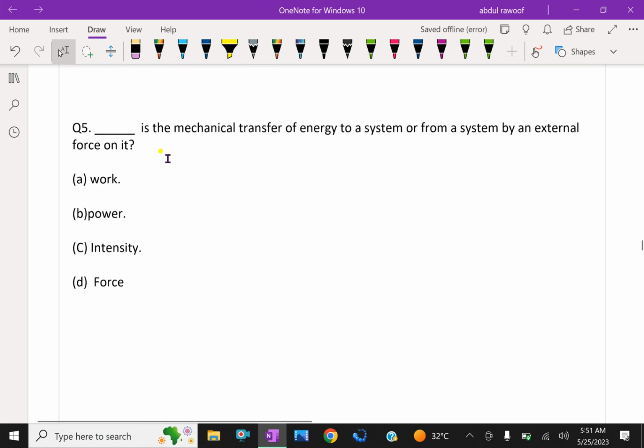Question number 5. This is the mechanical transfer of energy to a system or from a system by an external force on it: work, power, intensity, force. Here, work is the mechanical transfer of energy to a system or from a system by an external force on it. That means any force applied to a body, the work can be done.